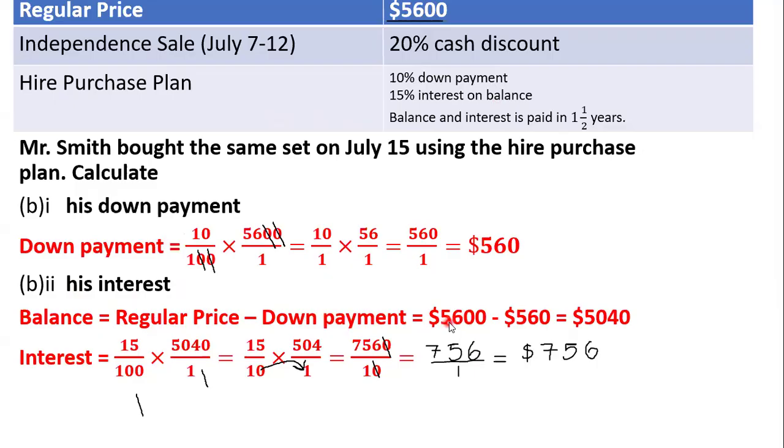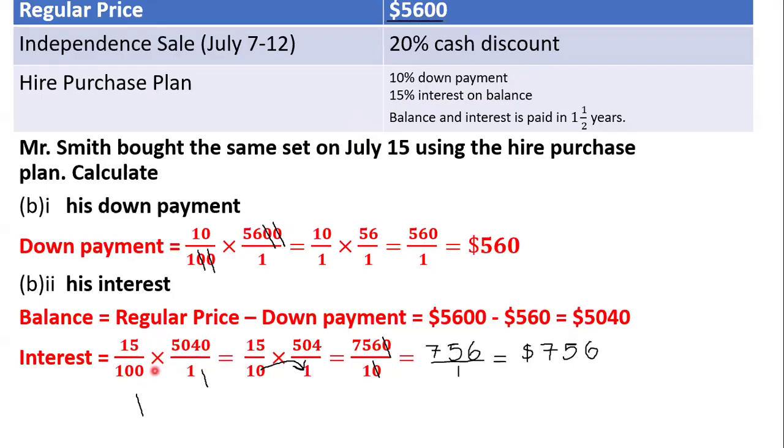So it's going to be 5,600 minus 560. When we do the subtraction, we get 5,040. That is the balance. Now we need to do the interest. The interest is going to be 15% on the balance. 15% written as a fraction is 15 over 100, multiplied by 5,040 over 1. Very good.